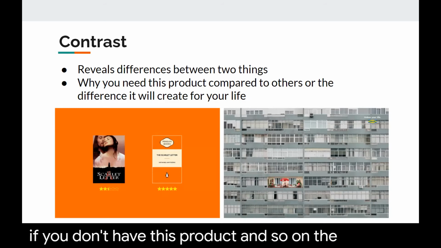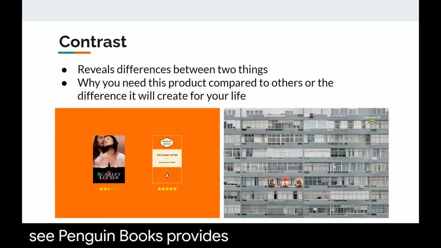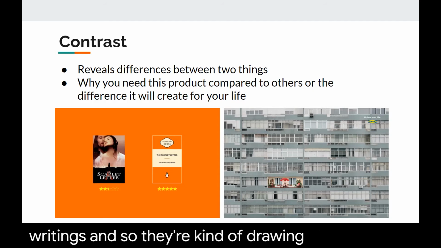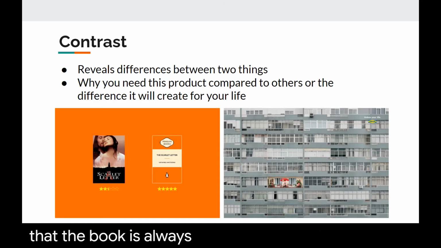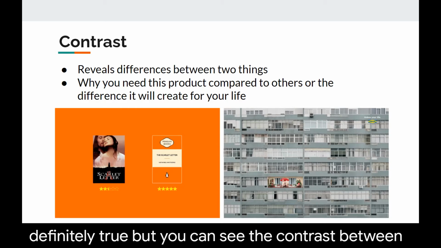So on the left, you see Penguin Books provides a very simplistic contrast between a movie's ratings and the book's ratings. And so they're kind of drawing a comparison that the book is always better than the movie, which is definitely true, but you can see the contrast between the two products there.